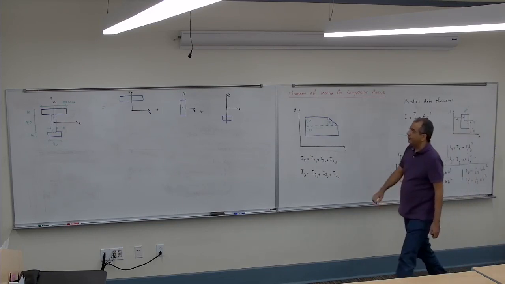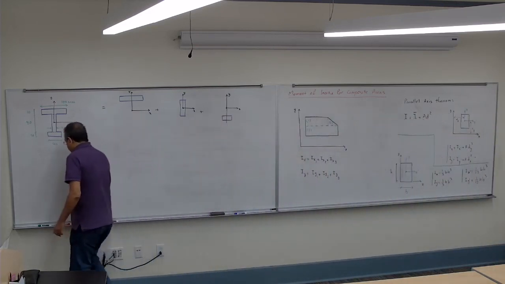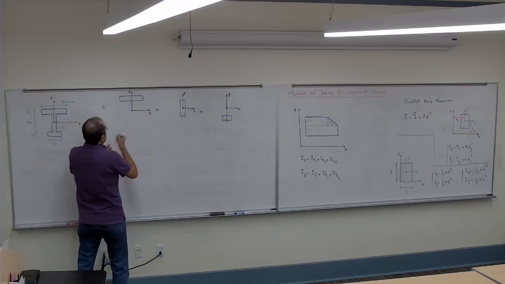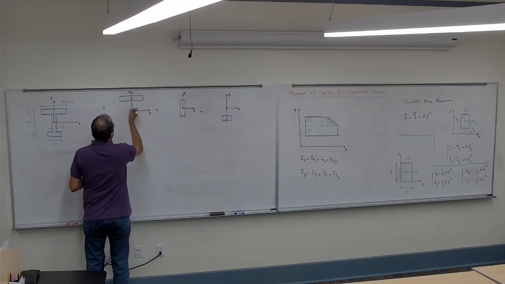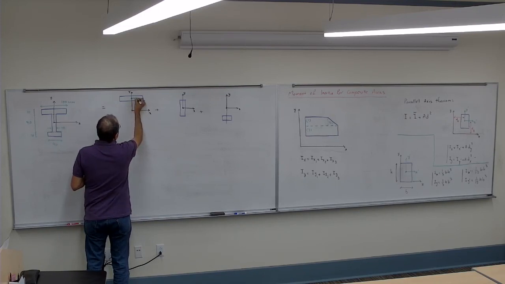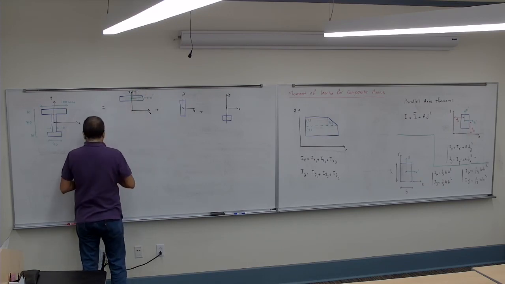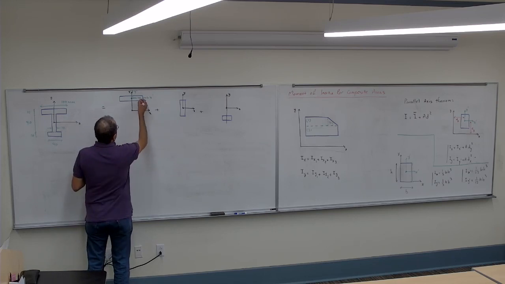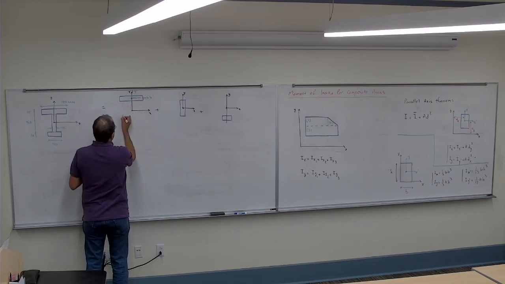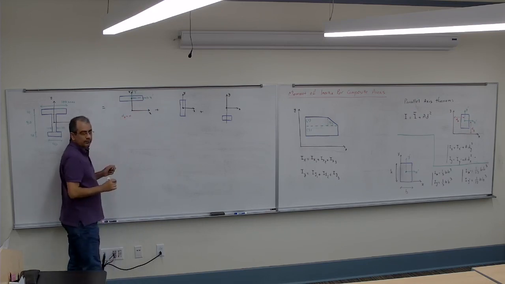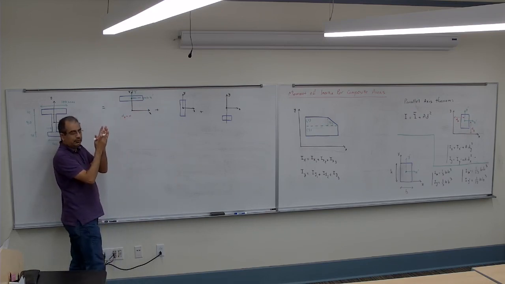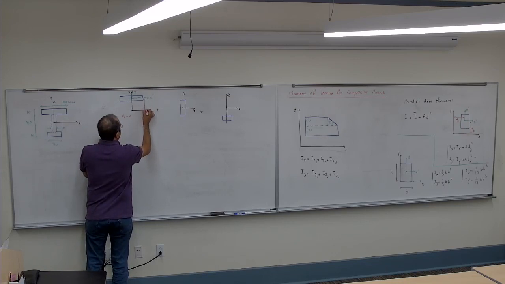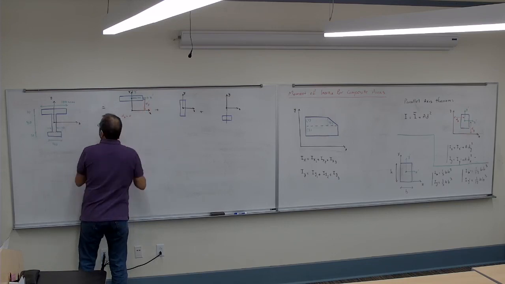So for each of them, I have to find the distance from its centroid to the x and y axis. So if this is the x prime and this is going to be the y prime, how much is the dx here? So d sub x is 0, correct? Because y prime and y are on top of each other. D sub y, how much is the d sub y?